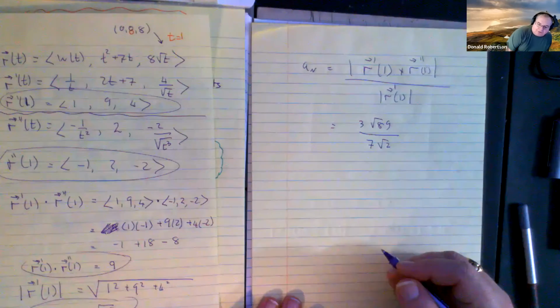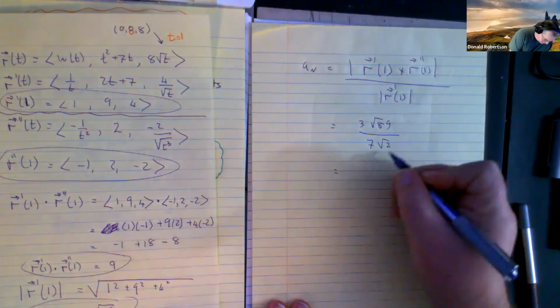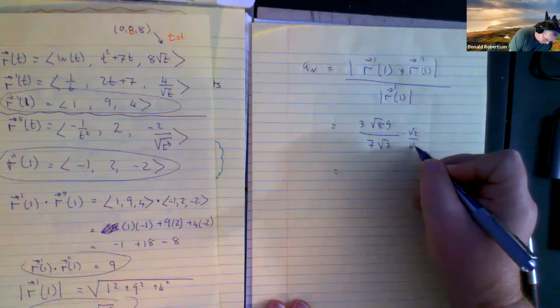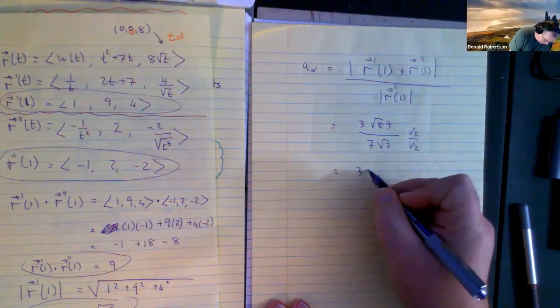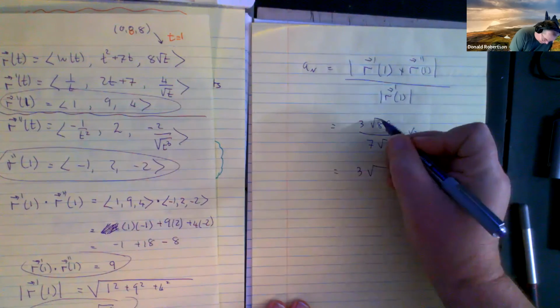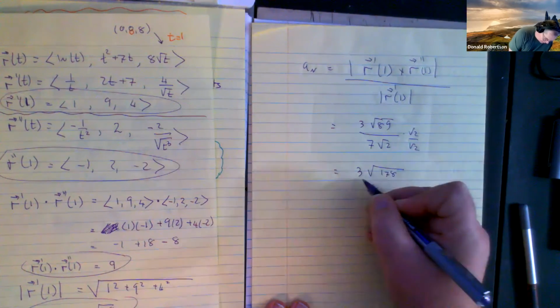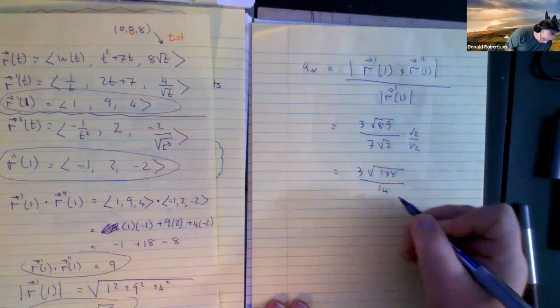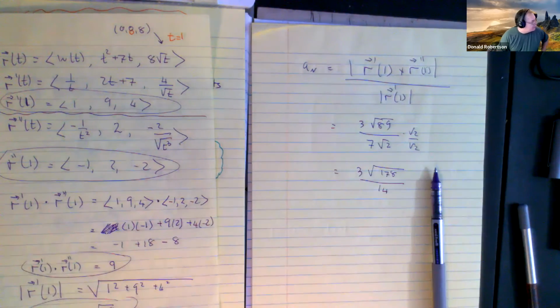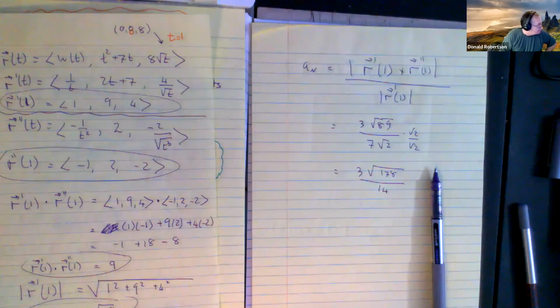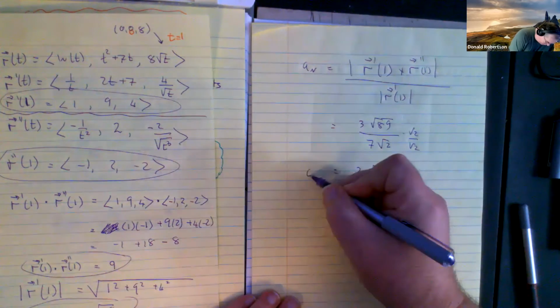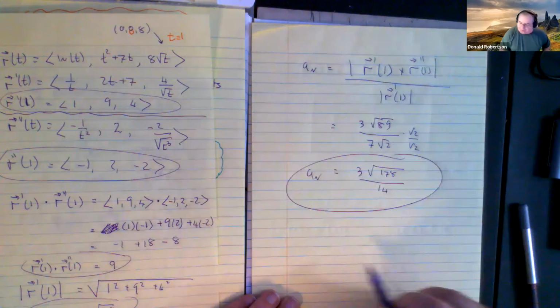I don't think I'm going to get much out of this, but I'll try my best. If you rationalize the denominator, you're going to get 3 times the square root of, well, if you double that, you get 178 over 14. Can anybody do anything with 178? I can't. So I guess that's as good as I can see it.